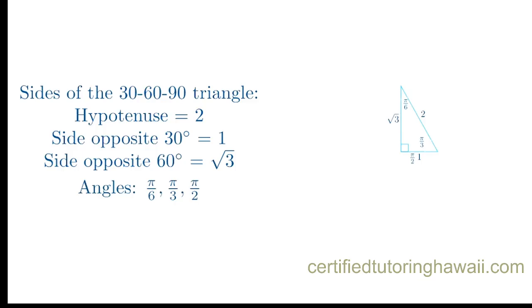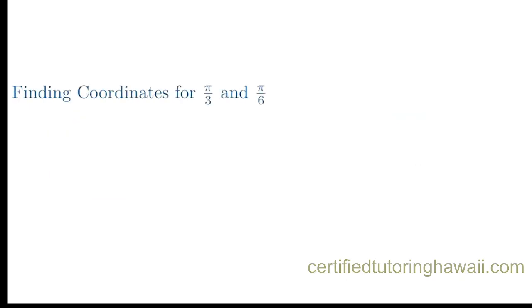The side opposite the 30-degree angle is half of the base, so it's 1. Using the Pythagorean theorem, the third side is the square root of 3. So, we have a 30-60-90 triangle with side ratios 1, square root of 3, and 2. We'll use this to find our coordinates. Let's apply our 30-60-90 triangle to find the coordinates for the angles pi/3 and pi/6. First, the angle pi/3, which is 60 degrees. We'll draw this angle on our unit circle.